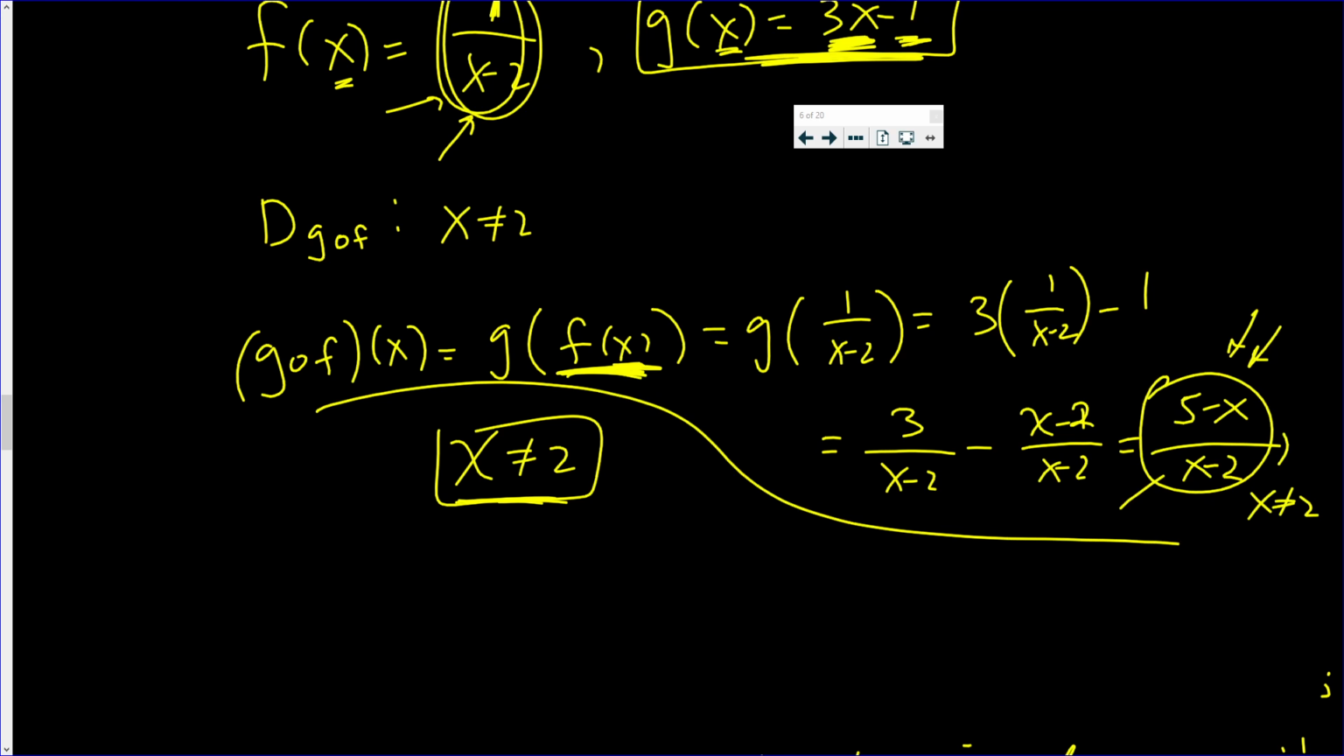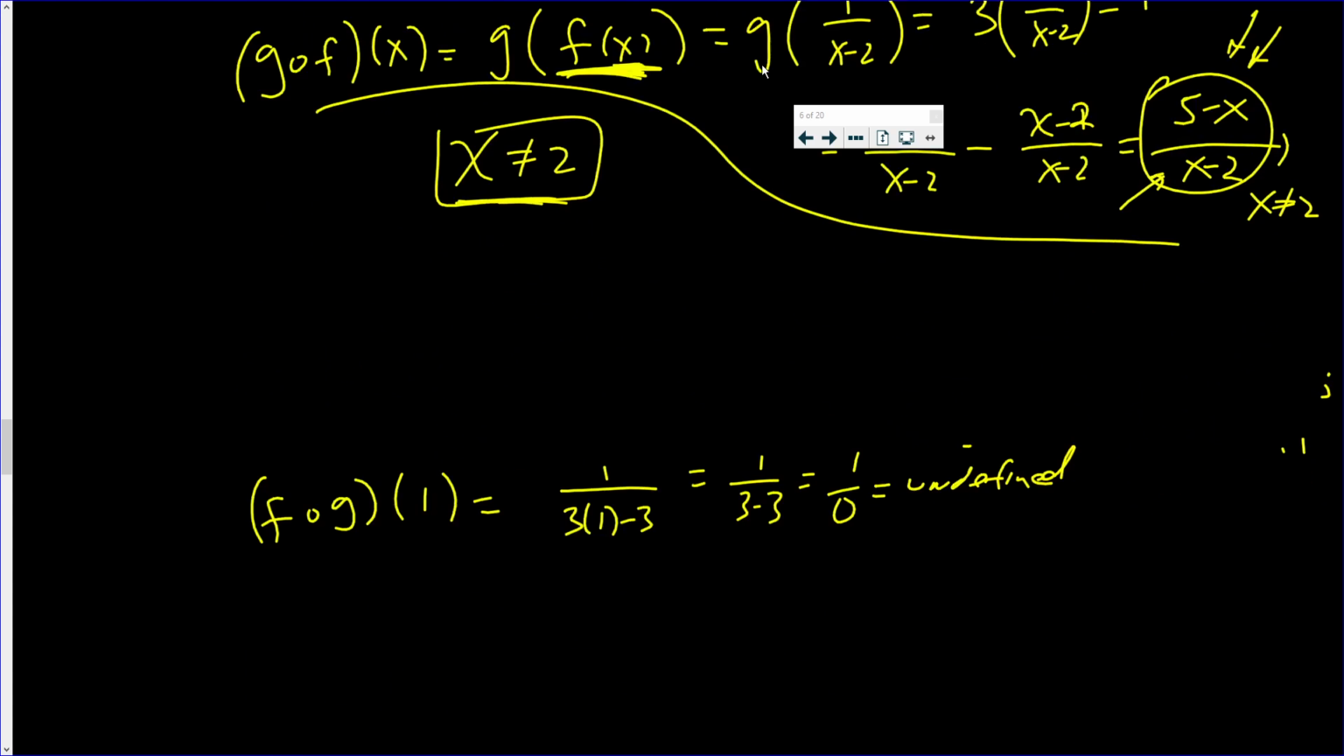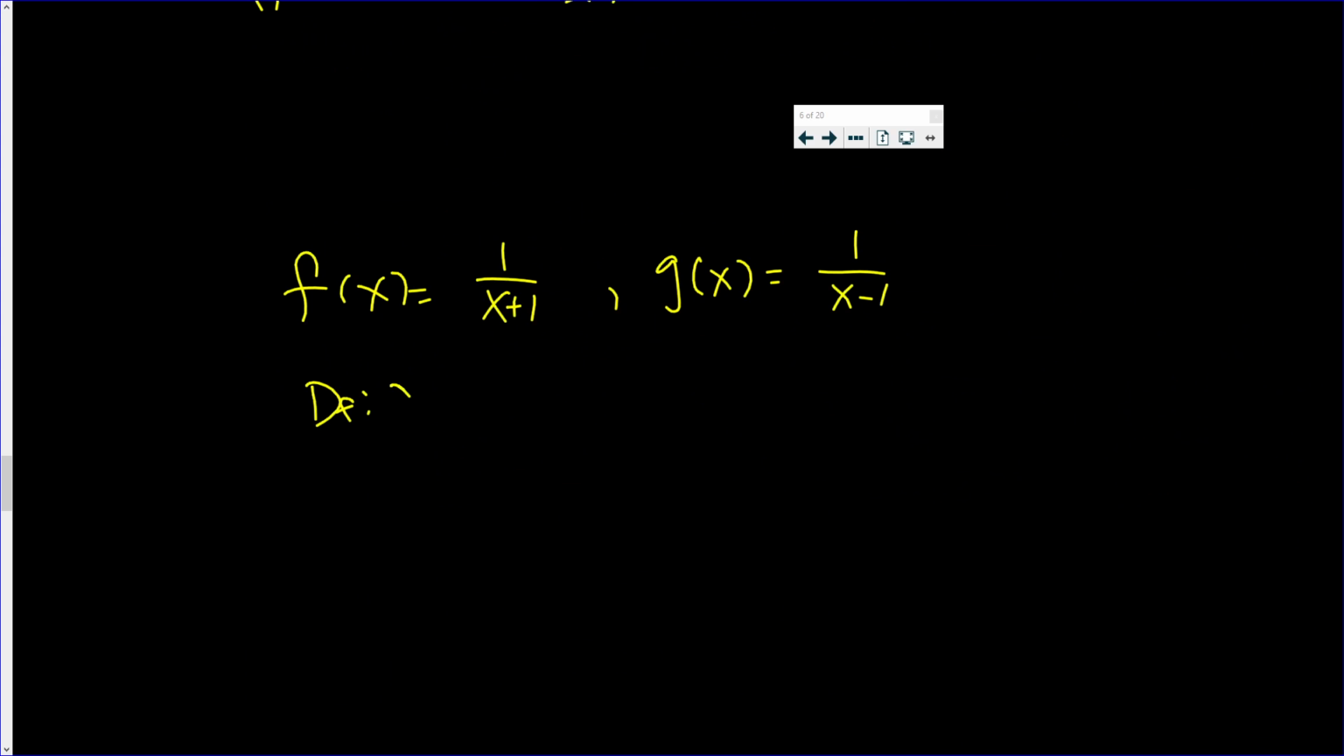Again, it's understood that x can't be 2, but I can make up problems all day long where in the composition the constraint goes away. Just let f of x be 1 over x plus 1 and g of x be 1 over x minus 1. The domain of f is x can't be negative 1. And the domain of g is x can't be 1. But that's not the domain I want. I want the domain of the f of g of x.